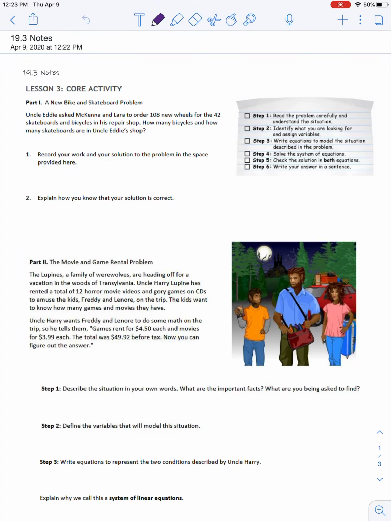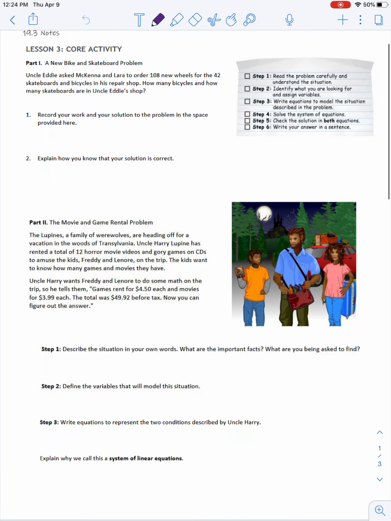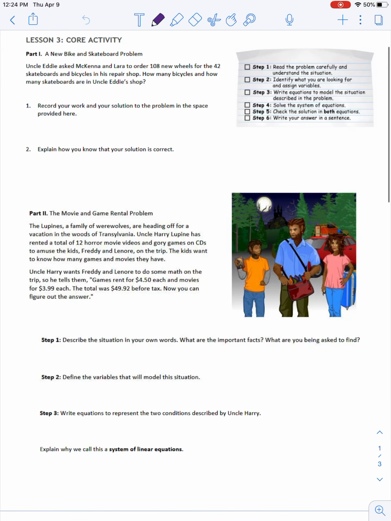Okay guys, 19.3. So 19.3 is going to focus solely on reading the problem and then writing a system of equations. And occasionally we might try to find a solution, but really the focus is defining the variables and writing the equation. All right, so we have a new bike and skateboard problem.